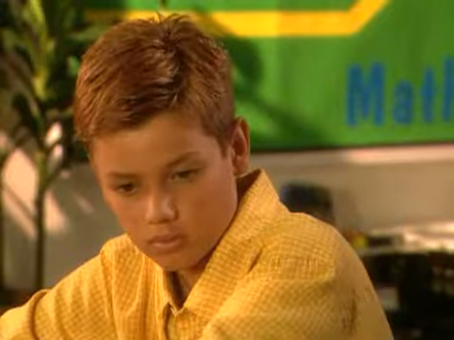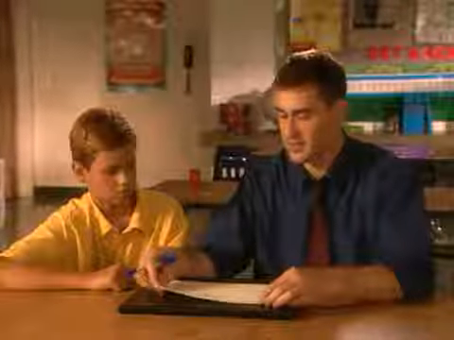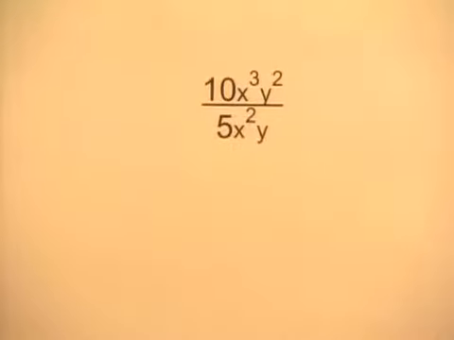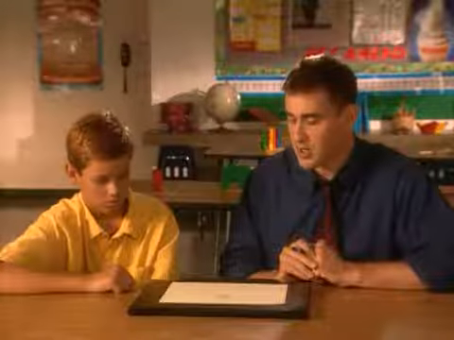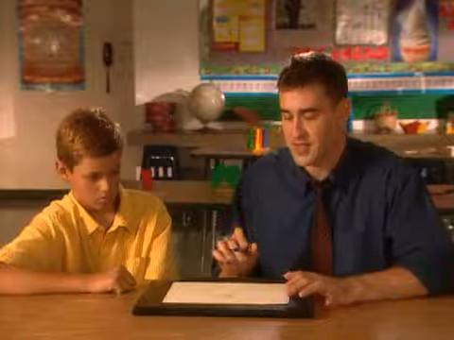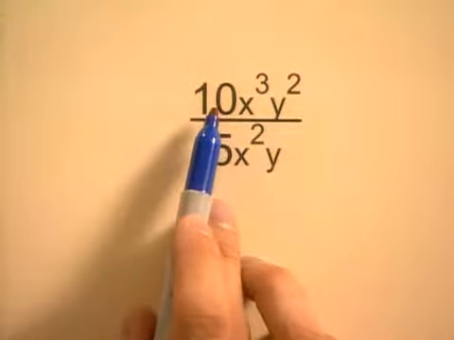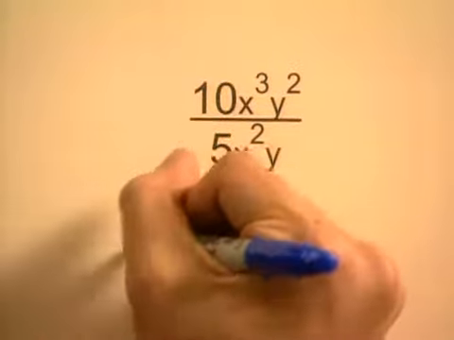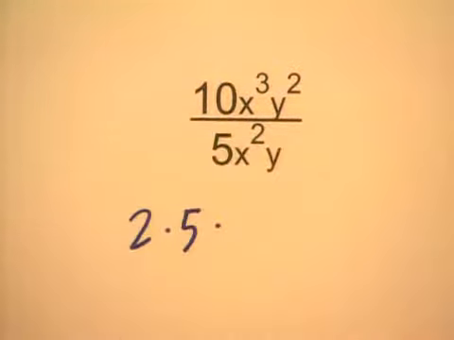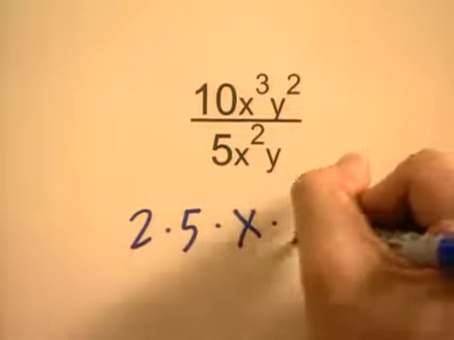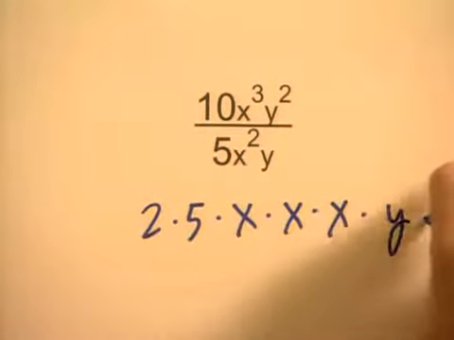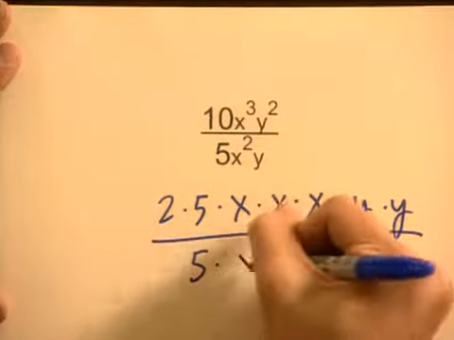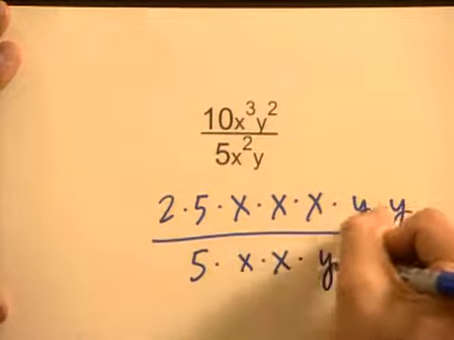Let's look at our next problem. This is one monomial divided by another monomial. It's going to work similarly. We're going to start by expanding both the numerator and the denominator. In a previous lesson, I talked about thinking of this 10 as 2 times 5. So we're going to write that as 2 times 5. The x to the third, there's 3 x's there. The y squared, there's 2 y's. And on the bottom, we have 5 times x times y.